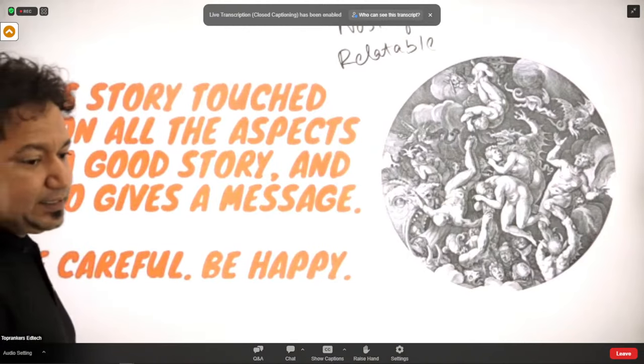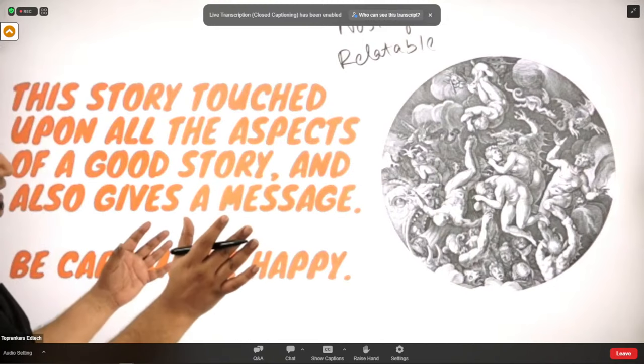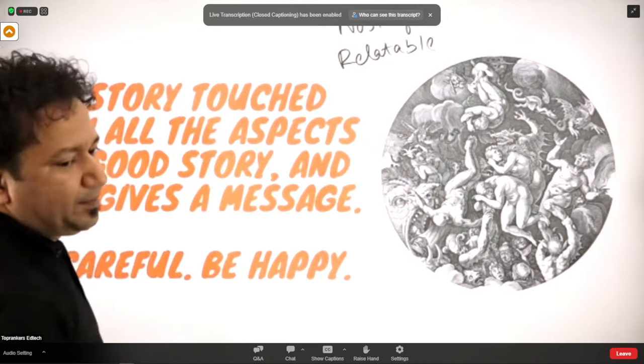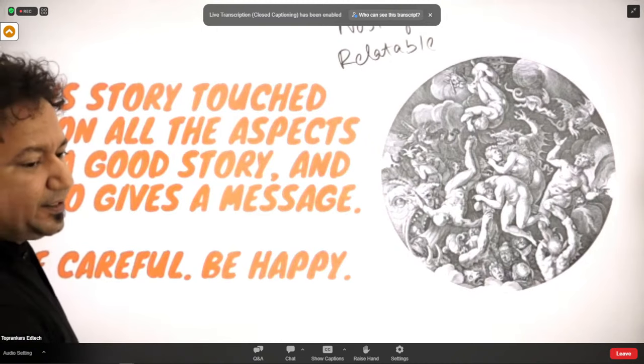It should be relatable. Not that you create a story where suddenly a guy flies away and kills someone. No, not that. It should be relatable because we're not going to create an entire science fiction.